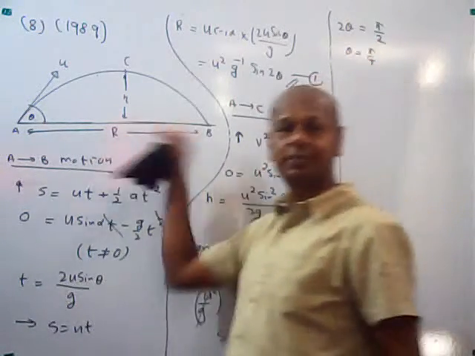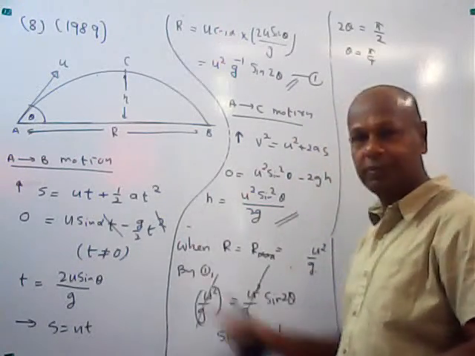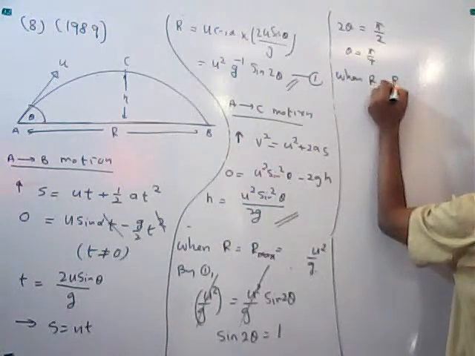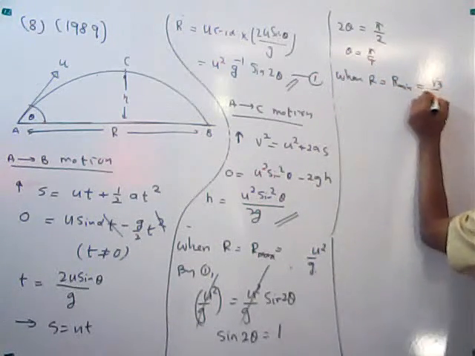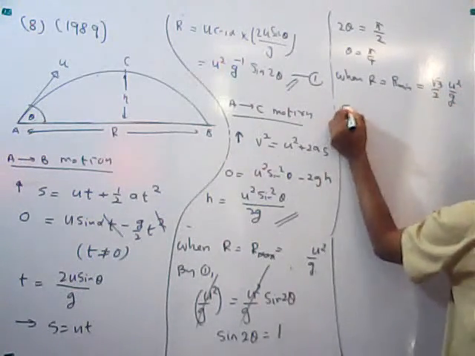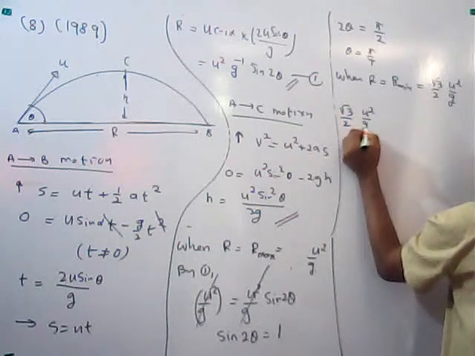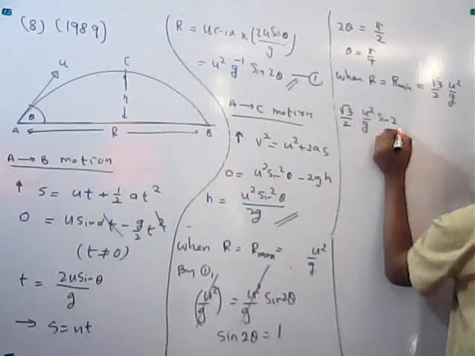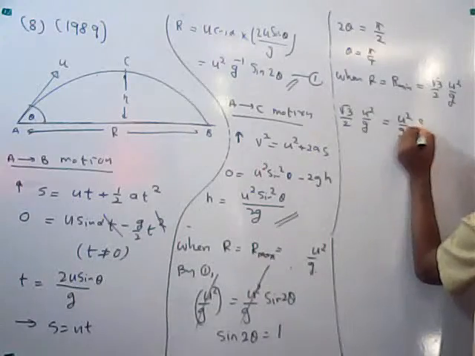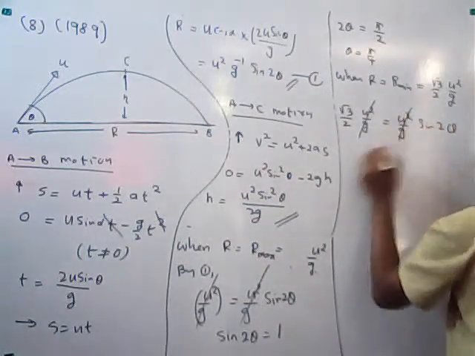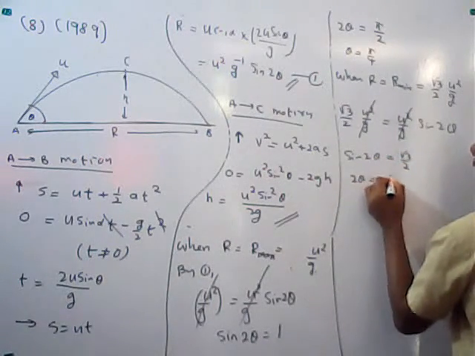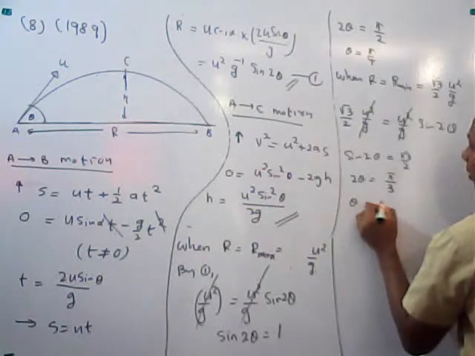This is for the furthest distance, the angle is pi by 4. Then for the closest distance, our minimum is root 3 over 2 u square over g. So applied here, sine 2 theta is equal to u square over g sine 2 theta on the other side. U square over g get cancelled. Sine 2 theta equals root 3 over 2. 2 theta equals pi by 3. Theta equals pi by 6.